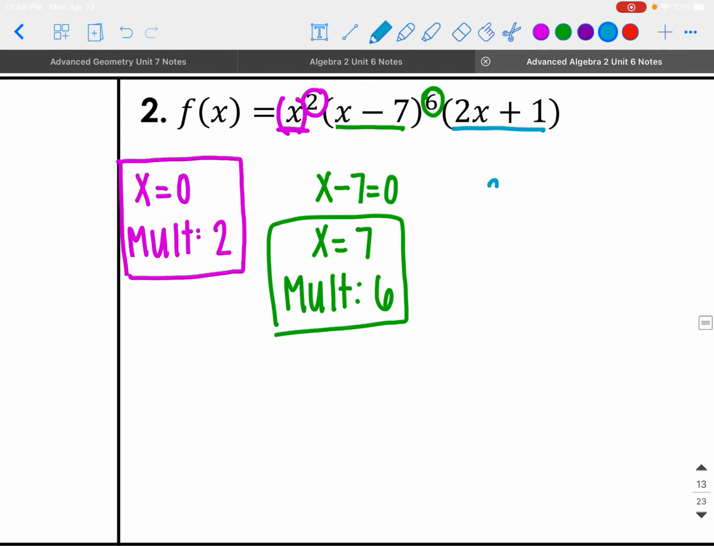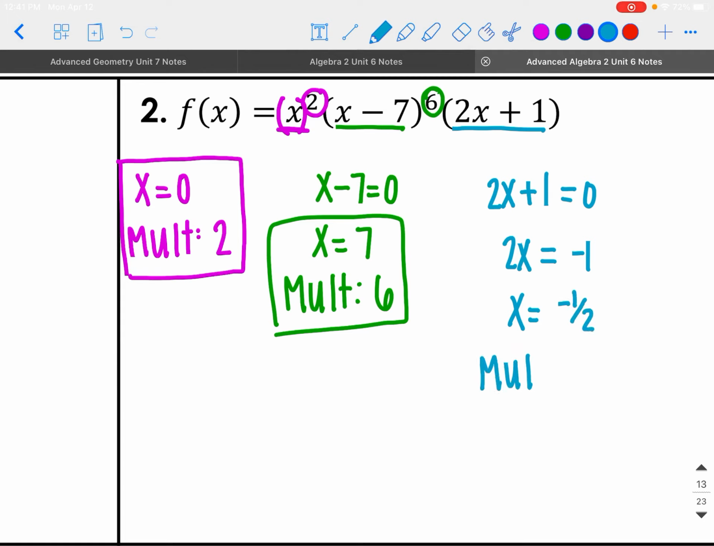And then we have 2x plus 1 equals 0. Our first step is to subtract 1. So 2x equals negative 1. And then we divide by 2. X equals negative 1/2. Now, I don't see an exponent, but if there's not one, we just assume it is 1. So multiplicity is 1. We only had that factor one time.